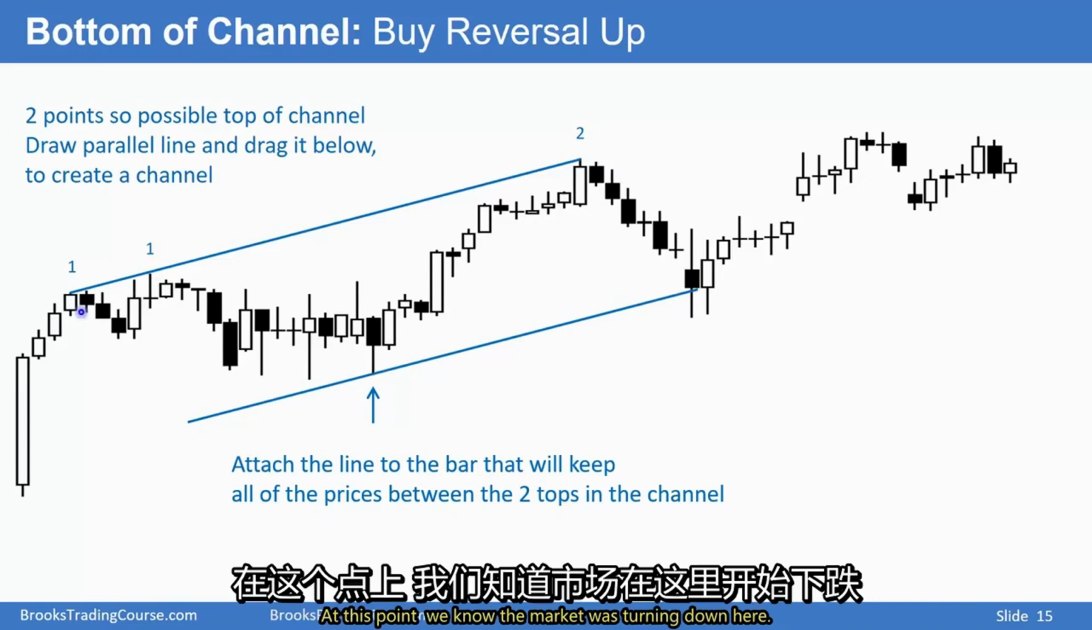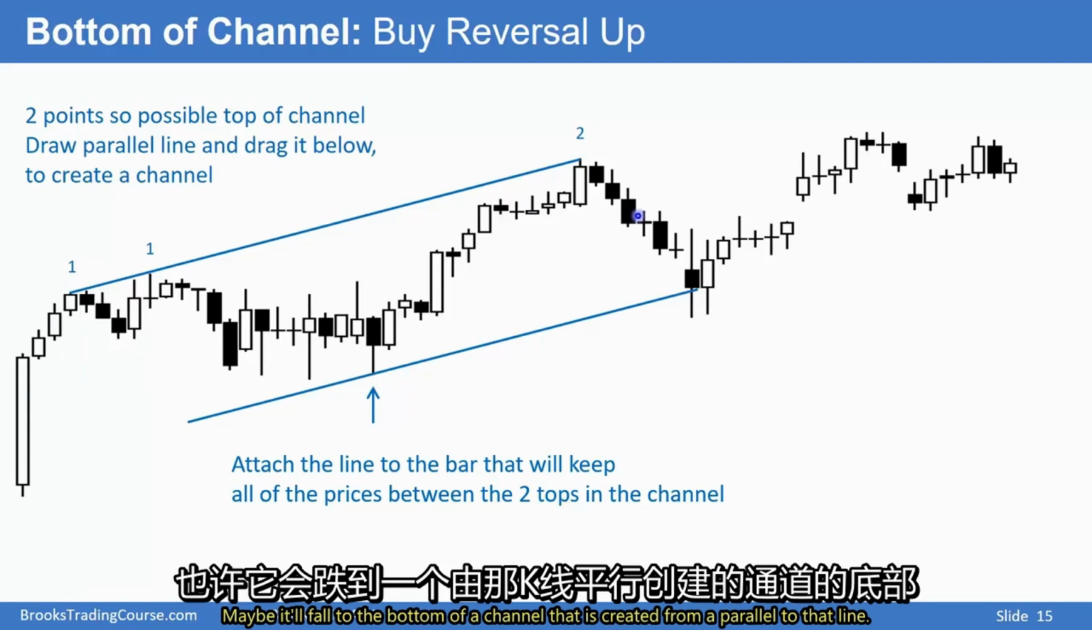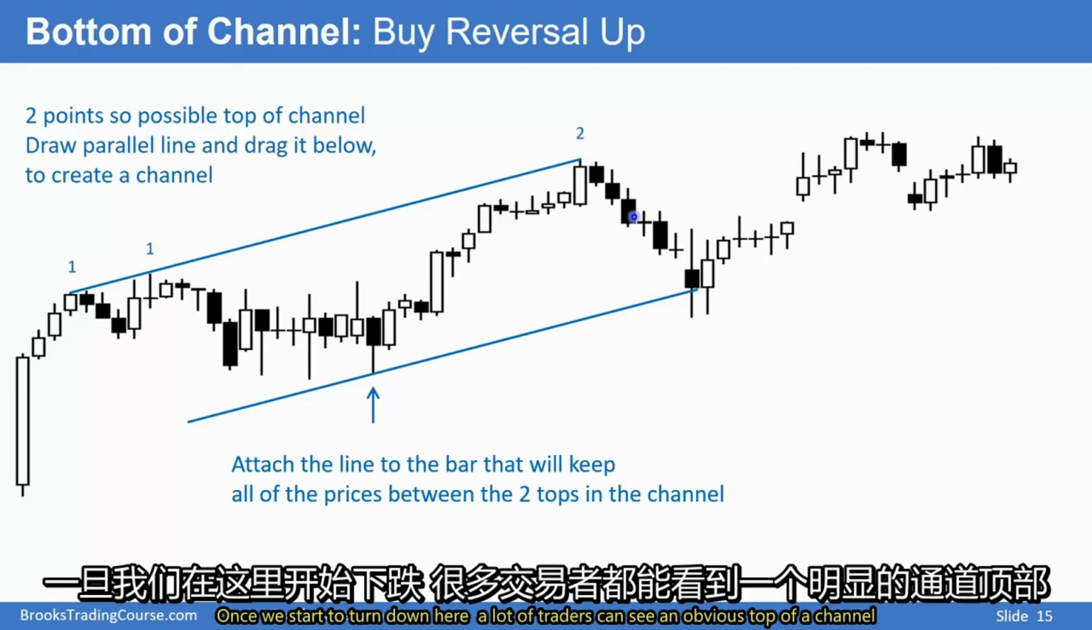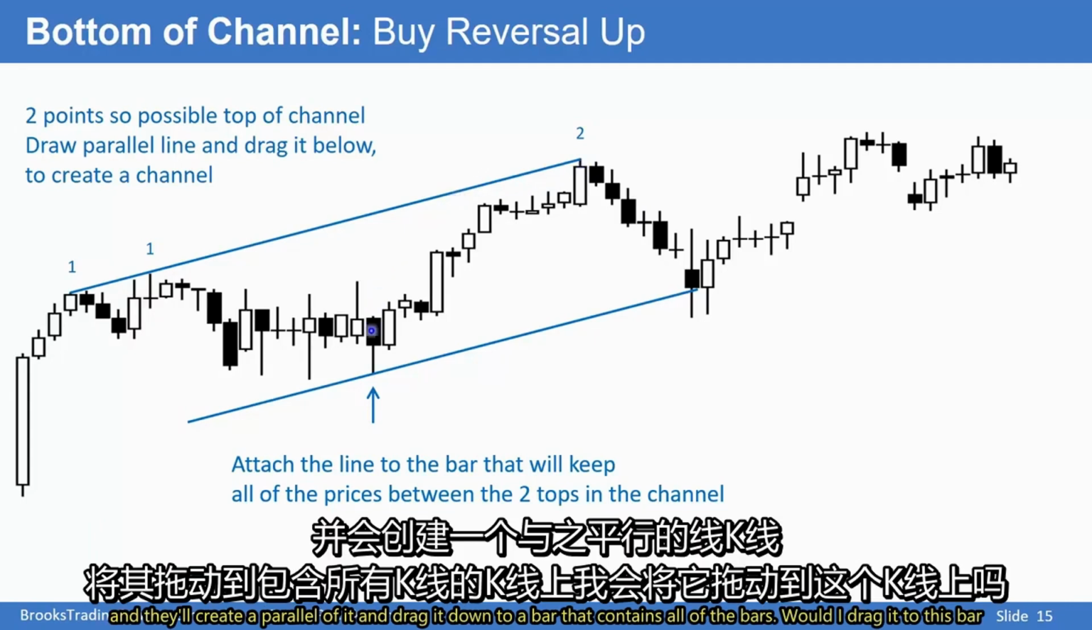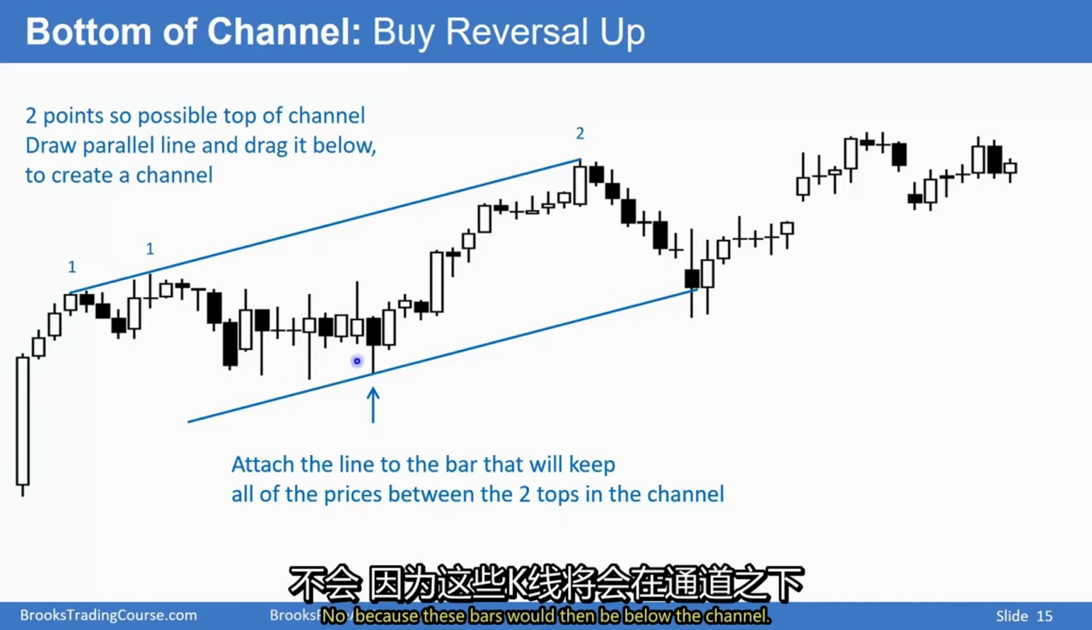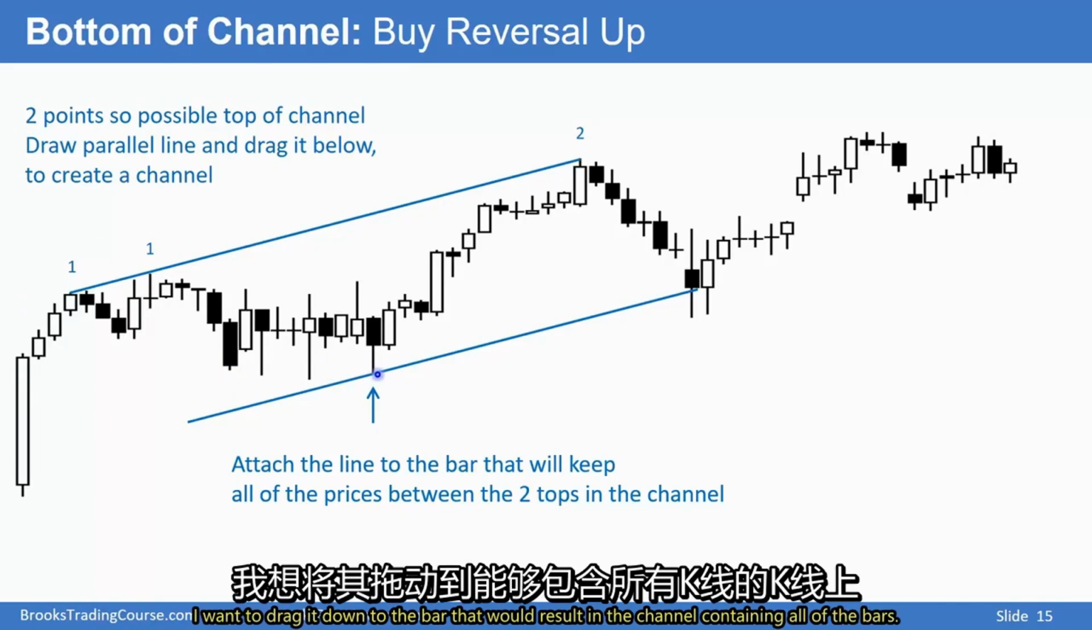At this point, we know the market was turning down here. Maybe it'll fall to the bottom of a channel that is created from a parallel of that line. Once we start to turn down here, a lot of traders can see an obvious top of a channel, and they'll create a parallel of it and drag it down to a bar that contains all of the bars. Would I drag it to this bar? No, because these bars would then be below the channel. I want to drag it down to the bar that would result in the channel containing all of the bars.